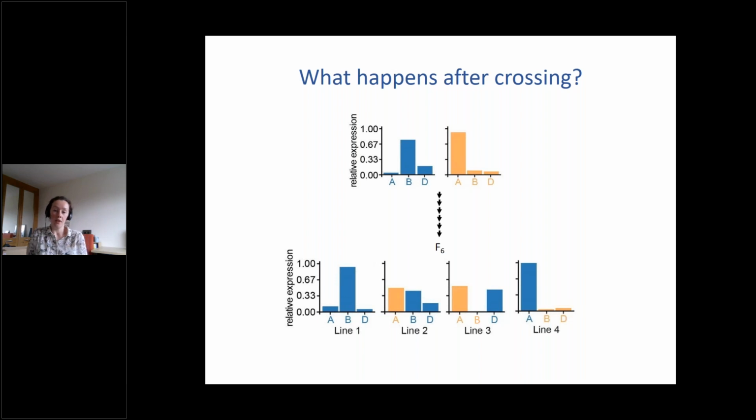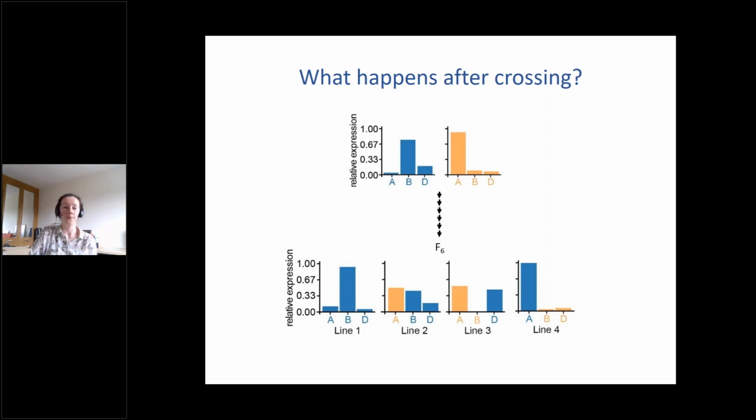But we did see some cases where the offspring had a completely new expression pattern that couldn't be predicted by the alleles that were inherited. So for example, in line 4, the A homolog is really highly expressed, even though it's inherited the blue allele from the parent that didn't really express the A homolog. So this suggests that by crossing these varieties, at some point there's been a rebalancing of expression levels within this triad.